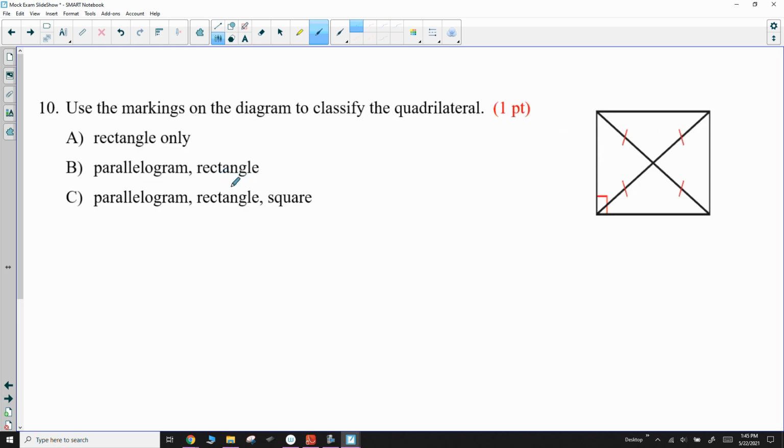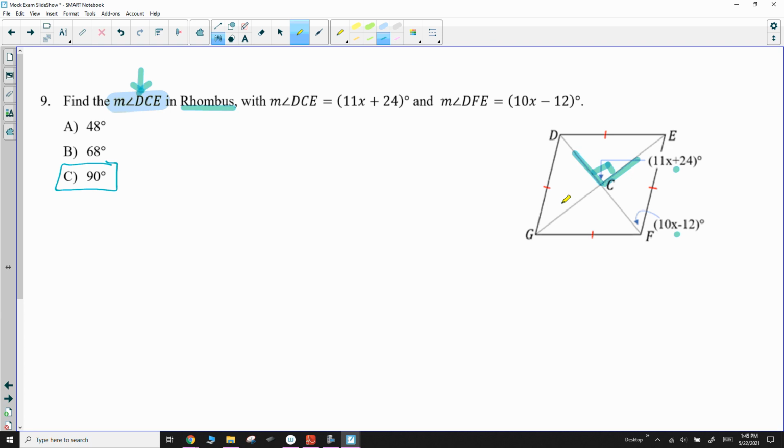Use the markings on the diagram to classify the quadrilateral. And note it says that this is a 1-point problem. That's because there's not really any work to show. P.S. There's not a whole lot of work that you can show here. Throw me that right angle mark in there, and that'll be the work. Otherwise, you're going to be showing a lot of work, and you're going to get the wrong answer, but you'll still get a point for getting tripped up by all that extra information.